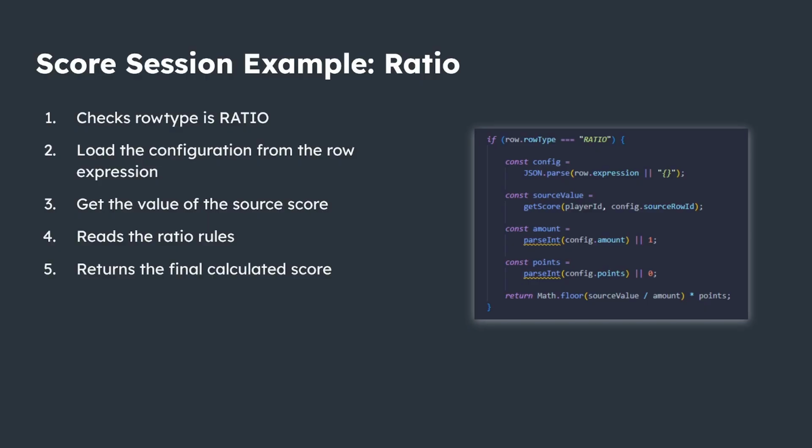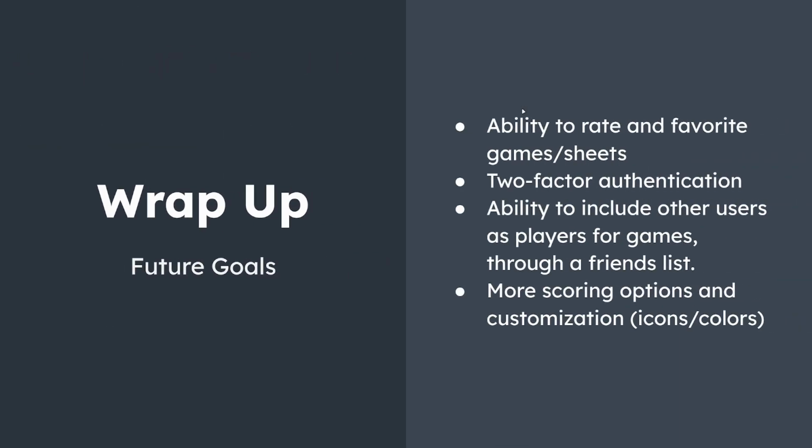So that's going to do it, and we'll start wrapping up with my future goals. That would be the ability to rate and favorite games and sheets. I would like to add two-factor authentication using something like a one-time email password. I think the ability to include other players for games so that both of you can track your stats if you're playing together. And I think more scoring options and customizations, icons instead of just text, would be a nice option to have, as well as being able to specify, say, the color of the rows. And so that's going to do it.